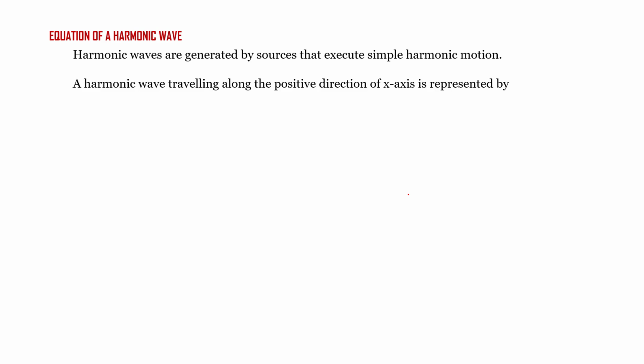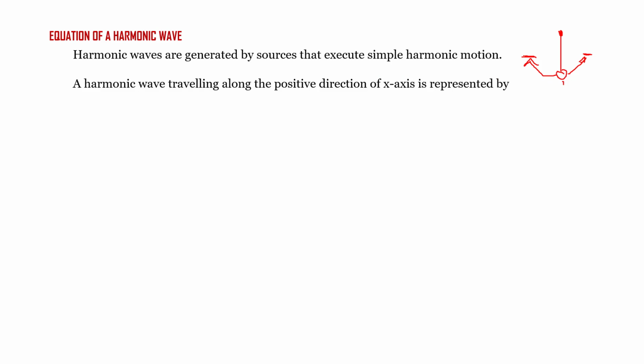Let's see the equation of a harmonic wave. A harmonic wave is generated by a source that executes simple harmonic motion. Let's consider a simple example, a bob tied to a wire. When this oscillates from the mean position, it will go to the highest position on this side and the highest position on that side, based on the force given to the bob. This motion is known as periodic motion.